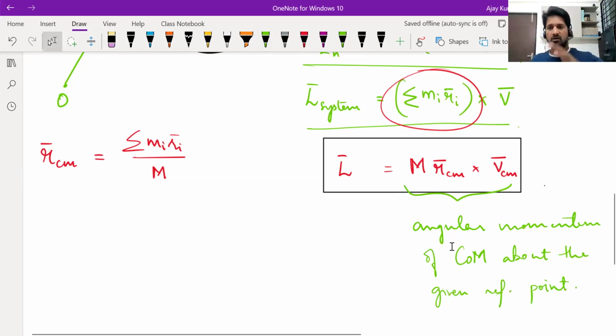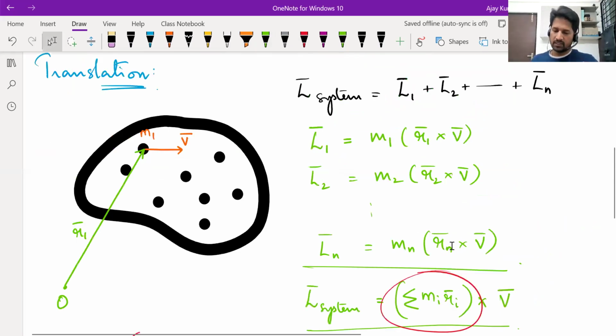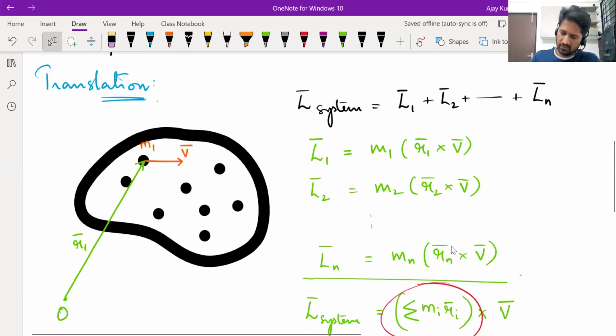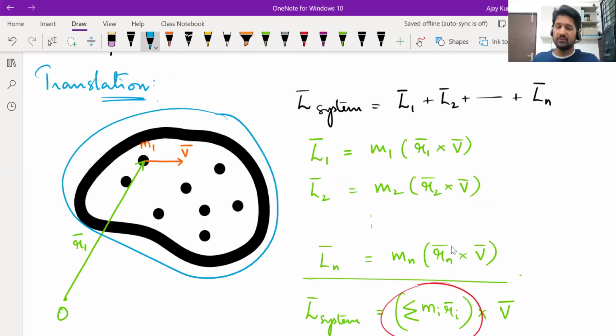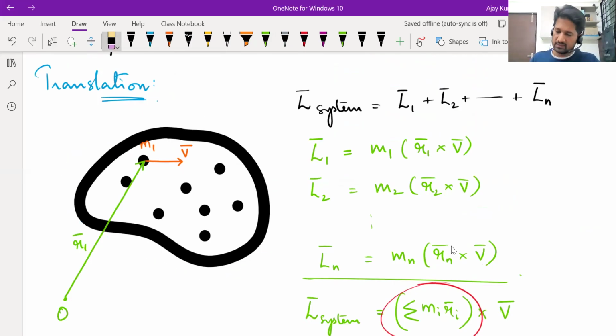That's all. So what all this suggests is that you can replace this entire rigid body, which consists of an infinite number of particles, with a single particle placed at its center of mass. You assume all the mass is present at the center of mass and it's moving with velocity v, the common velocity of the entire system. Just find out the angular momentum of center of mass. That will tell you the angular momentum of the entire system. That is what it means.